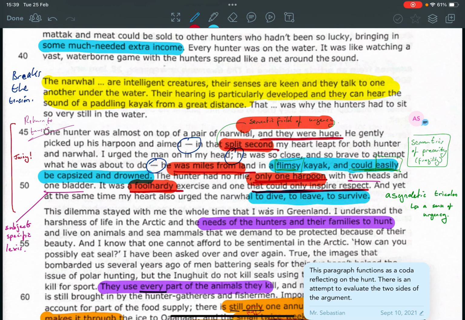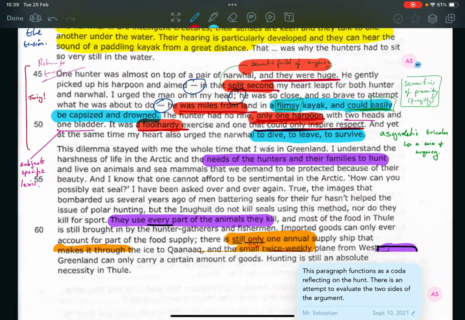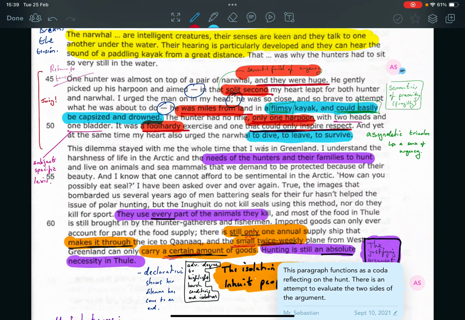So that yellow, again, links us back to the beginning of the text where we're describing the narwhal as very intelligent, almost magical creatures. They communicate, they're methodical. We're back to the hunt, and here we are with the tension again. So one hunter was almost on top of a pair of narwhal, and they were huge. He gently picked up his harpoon and aimed. In that split second, my heart leapt for both hunter and narwhal. I urged the man on in my head. He was so close and so brave to attempt what he was about to do.